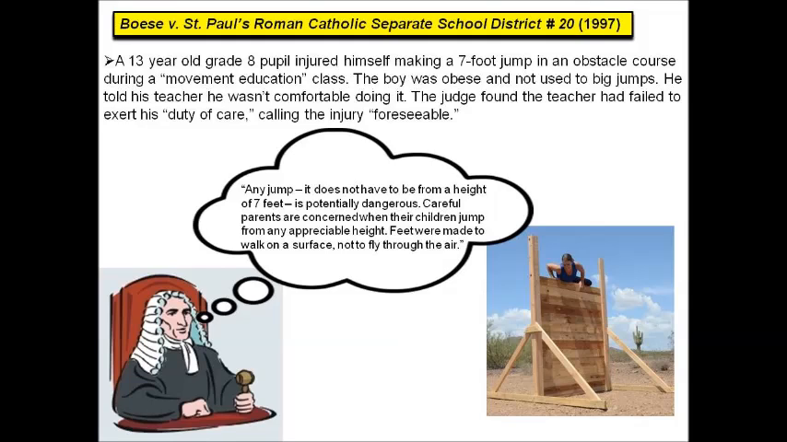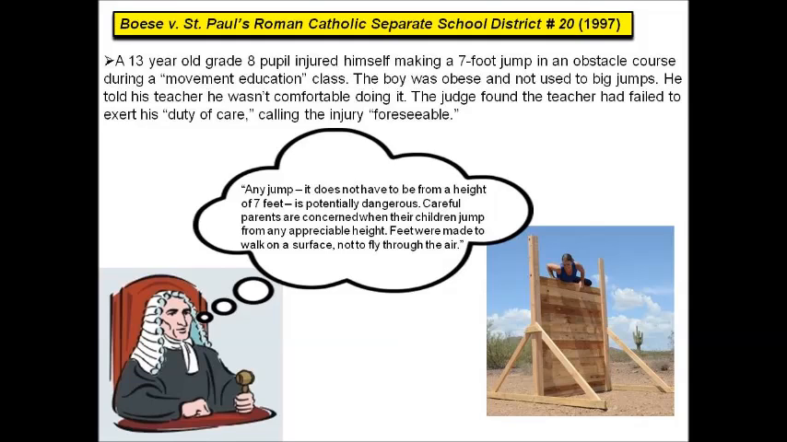And the judge found that the teacher had failed to exert his duty of care, calling the injury foreseeable. If an obese child gets on top of one of those walls and then jumps off, it's foreseeable that he's going to get hurt. But this is an interesting quote here from the judge's commentary, folks. I'm going to read it to you. Any jump, it doesn't have to be from a height of 7 feet, is potentially dangerous. Careful parents are concerned when their children jump from any appreciable height. Feet were made to walk on a surface, not to fly through the air.